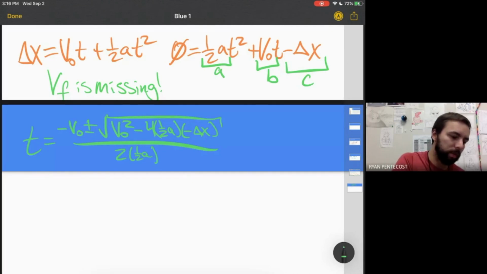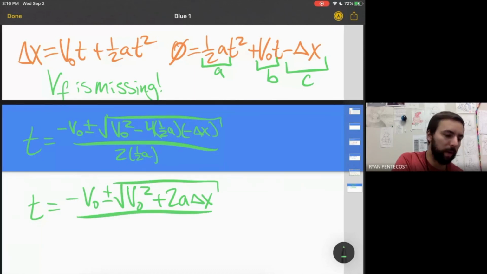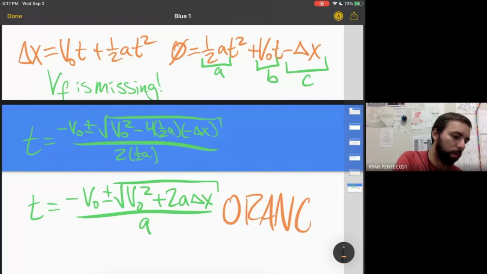So let's simplify that. The negative times negative becomes a positive inside there. So we've got t equals negative v naught plus or minus the square root of v naught squared plus, because minus times minus is plus, 2a delta x, all over 2 times 1/2 is 1, all over a. So that is the orange quadratic. Orange quad.